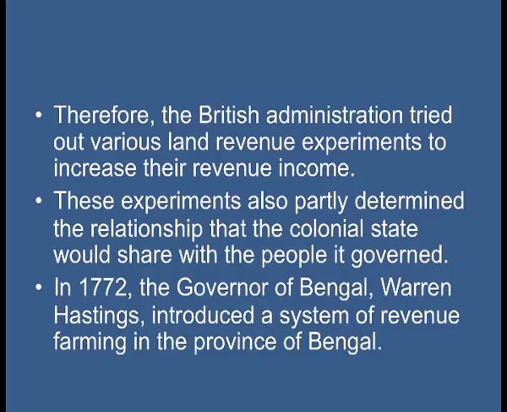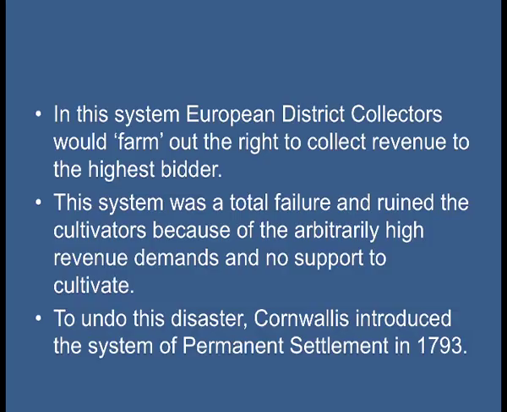In 1772, the governor of Bengal, Warren Hastings, introduced a system of revenue farming in the province of Bengal. In this system, European district collectors would farm out the right to collect revenue to the highest bidder. This system was a total failure and ruined the cultivators because of the arbitrarily high revenue demands and no support to the cultivators. To undo this disaster, Cornwallis introduced a system of permanent settlement in 1793.